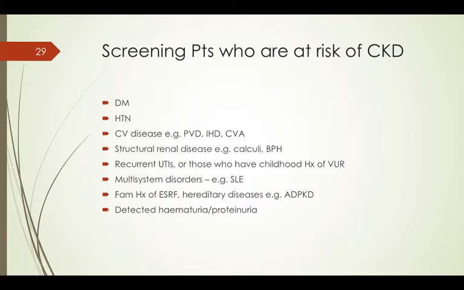So who would we want to screen for CKD? These are some of the risk factors or some of the pathologies that are associated with CKD. So diabetes, high blood pressure, cardiovascular disease, structural renal disease, recurrent urinary tract infections, and those who've had childhood history of vesicoureteric reflux, systemic disorders such as lupus, family history of end-stage renal failure or any other hereditary diseases, things like autosomal dominant polycystic kidney disease, and if you found hematuria or proteinuria on a dipstick.